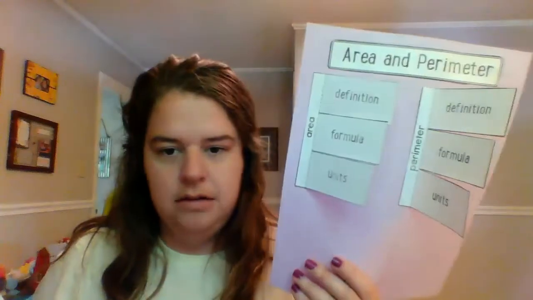So glue back here. And then you're going to put it right beside the area one. So it should look like this now. So under that, you are going to have the area. Area is on the inside of the shape, perimeter is on the outside. So you're going to fold on the dotted line. And it's going to flap up too.